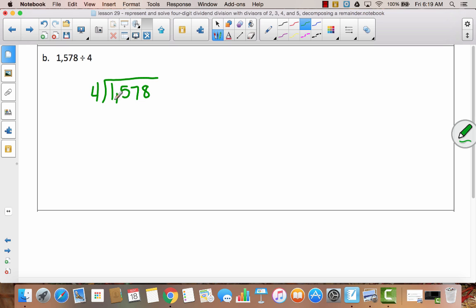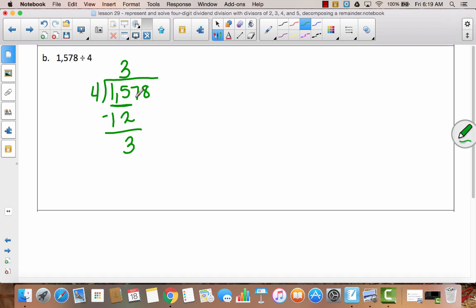So the first thing I notice is I have 1,000. I cannot take 1,000 and divide it by 4. So I'm going to have to think of this as 15 hundreds. So when I count by 4s, 4, 8, 12, 16. 16 is too much, so I have to go back to 12, which is 3 4s. So 4 times 3 is 12. Now when I subtract, I have 3 hundreds left over.